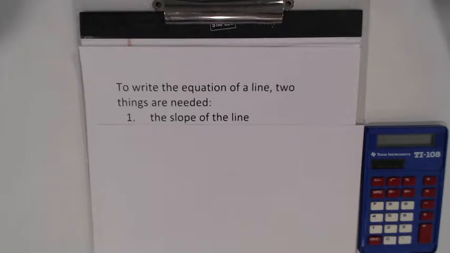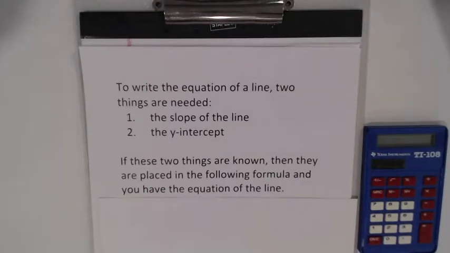Once you get the slope, you also need the y-intercept of the line. That's where that line runs into the y-axis. Once you have these two pieces of information, then you can write the equation of a line. You simply put those numbers in the right spot in the formula or the equation, however you want to say it, and once you've got those two numbers in the right spot, you've got the equation of a line. So you need the slope and you need the y-intercept.